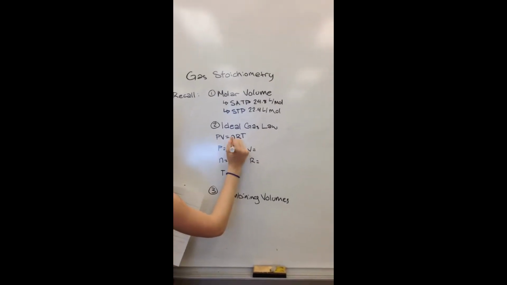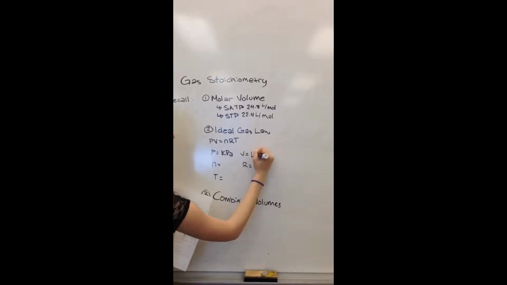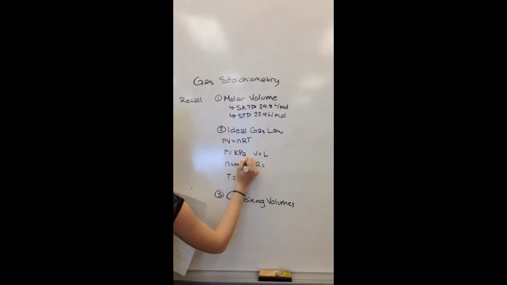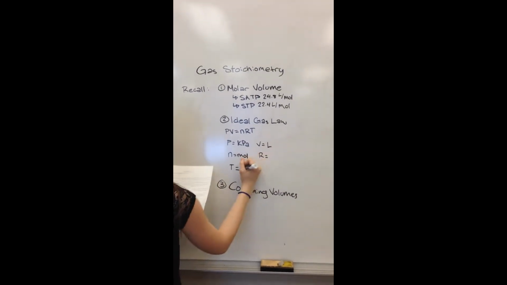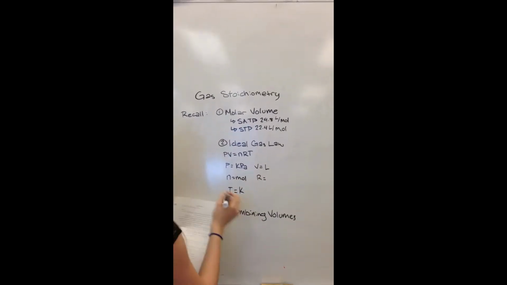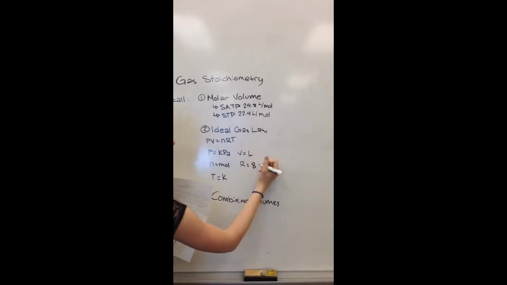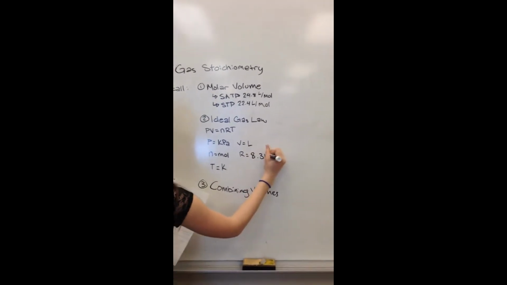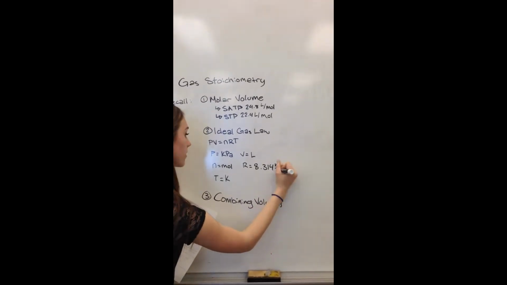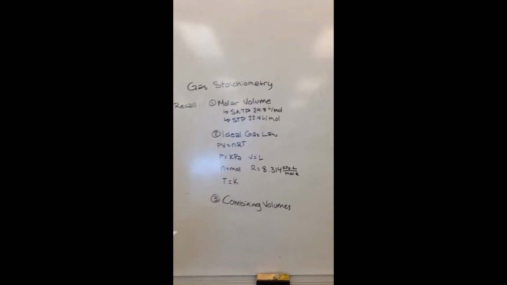Also, the ideal gas law, which is PV equals nRT, P meaning pressure, which always has to be in units of kPa, V meaning volume, which always has to be in units of liters, n meaning number of moles, always has to be in the unit of moles, T, which is temperature, always has to be in the unit of Kelvin, and then R, which is our ideal gas constant, which is 8.314 kPa times L over mole times K.